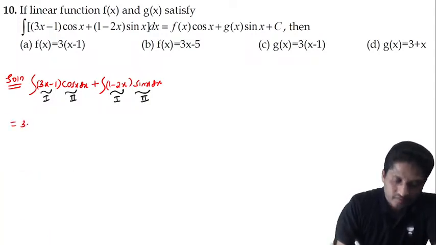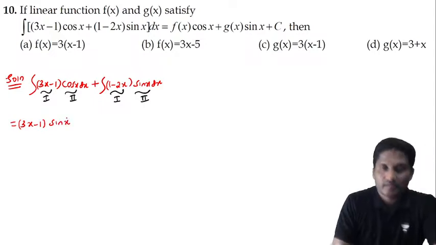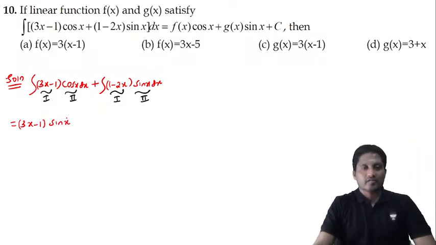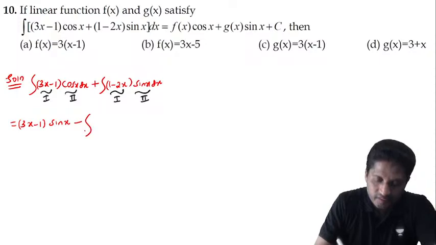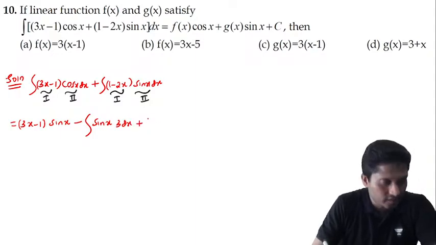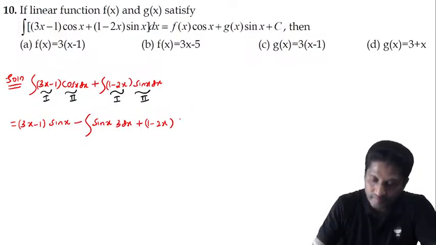First function into integral of second function: integration of cos x is sin x. First function into integral of second function minus integral of second into the differentiation of first; differentiation of 3x will be 3 dx. Again, first function is 1 minus 2x. Integration of sine will be minus cos. Minus integral of second, which is minus cos, into differentiation of first function, which is minus 2. Just using by parts.